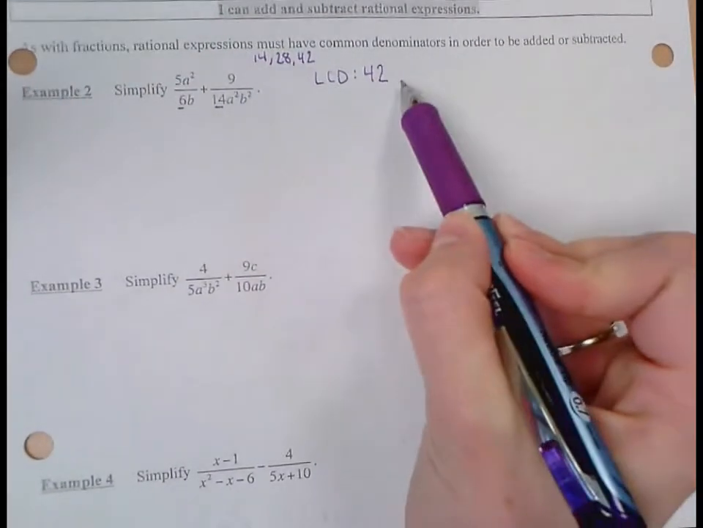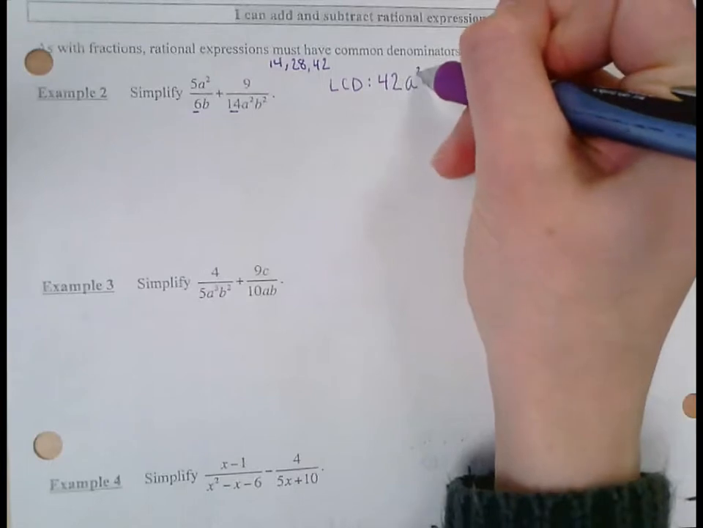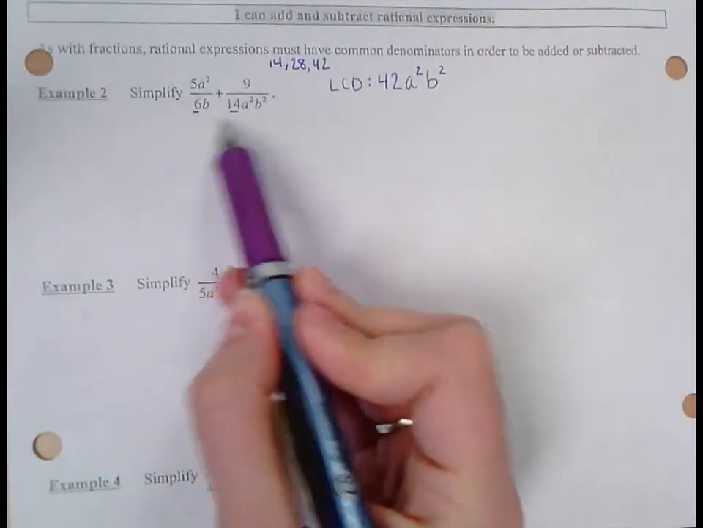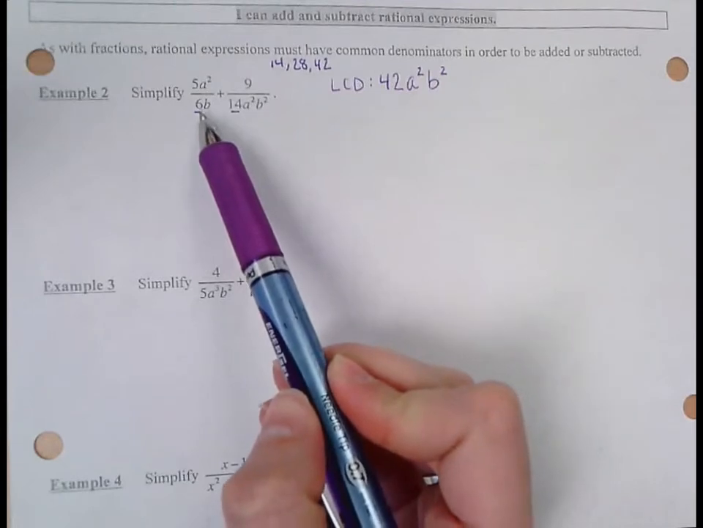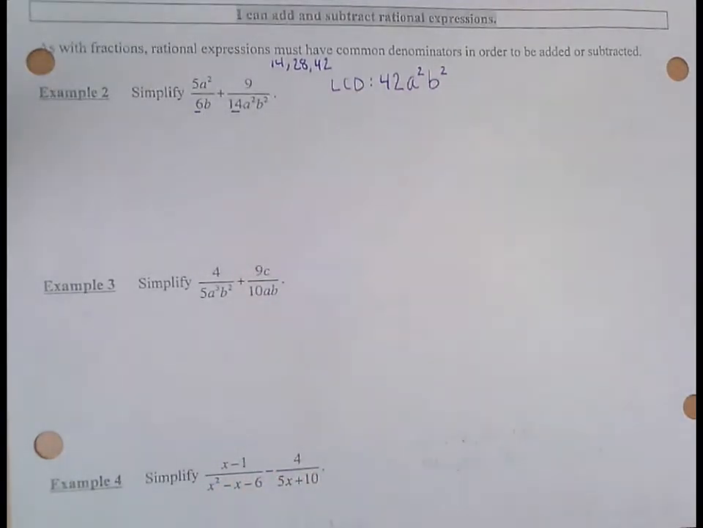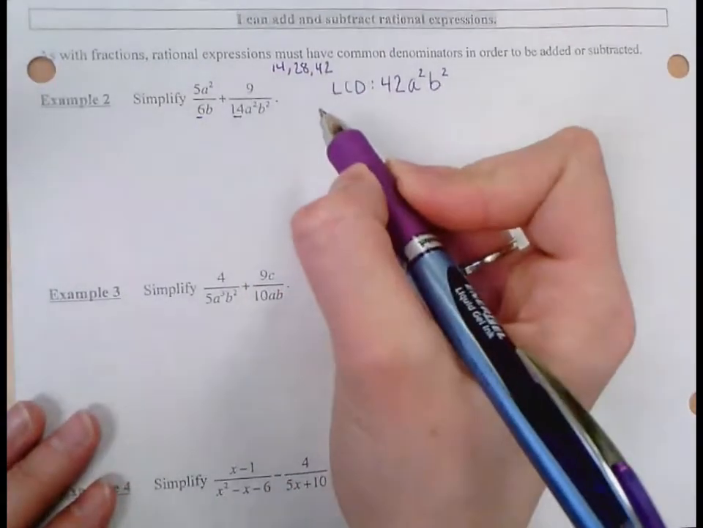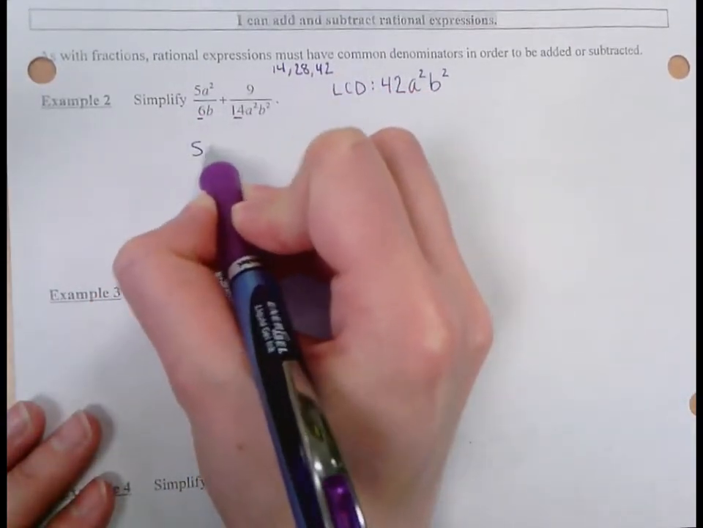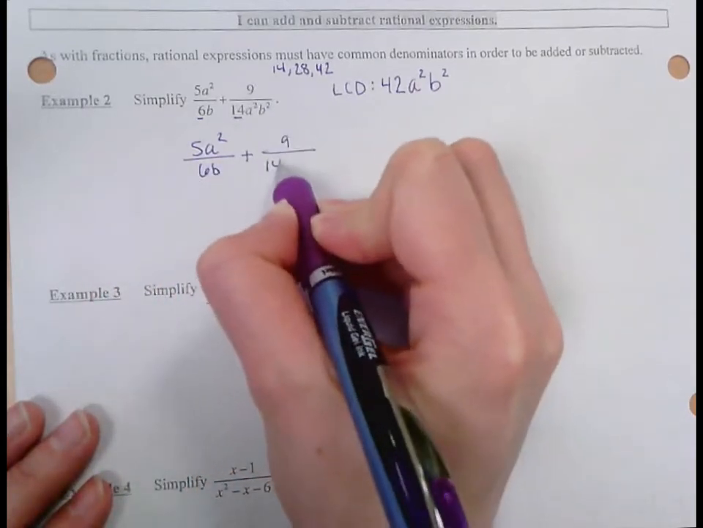And then what will I have for variables in my least common denominator? A squared and b squared. Okay, so you need to have every variable you see between the two, the highest power that you see. What's happening is I need to multiply both of these fractions by something so that their denominators are 42a squared b squared. I'm just going to rewrite this so I have room to write next to it. Whether or not you want to do that on your sheet, that's up to you.